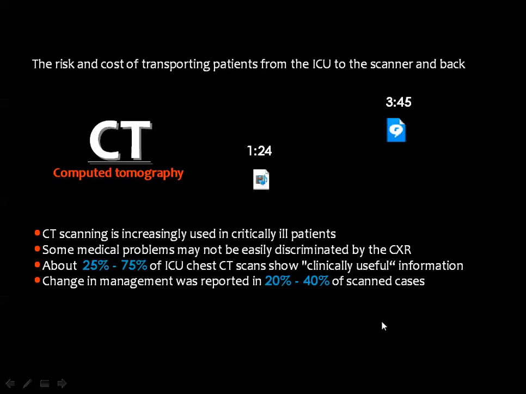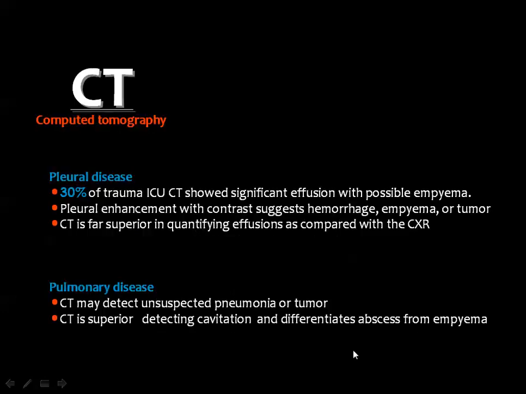Sometimes small pneumothorax and changes in the lung parenchyma. Also, the position of some of the tubes can be verified accurately by the use of CT scan. The change in the measurement was reported in up to 40% of the scanned cases. The values of the CT scan include some of the pleural diseases, the detection of small pleural effusion, the differentiation between effusion and emphysema based on the contrast enhancement.